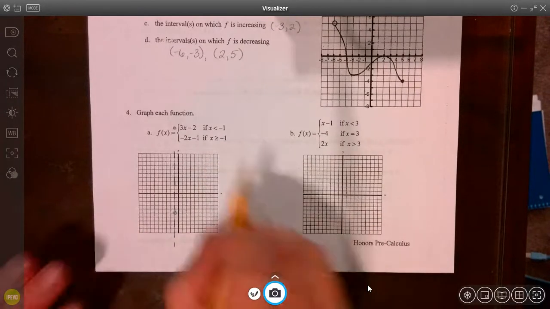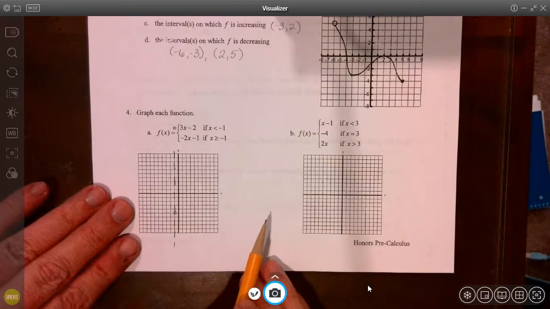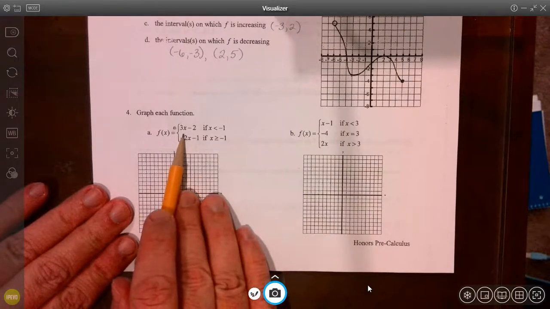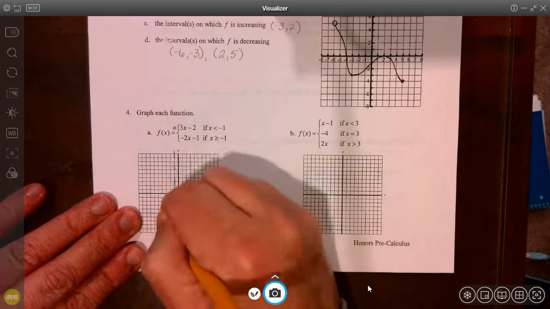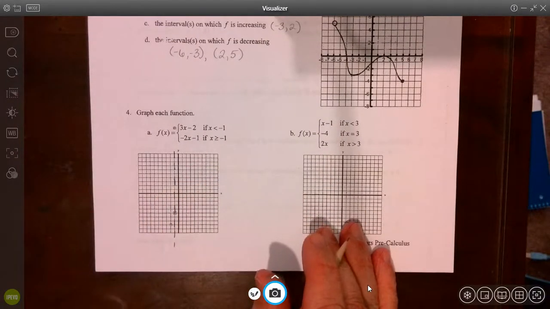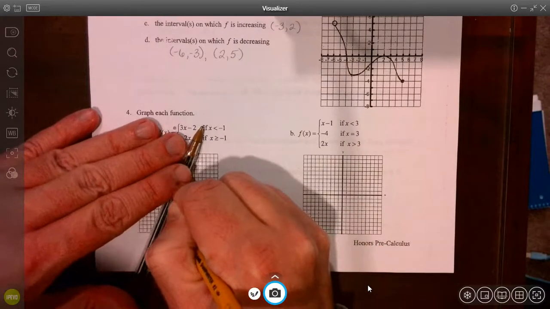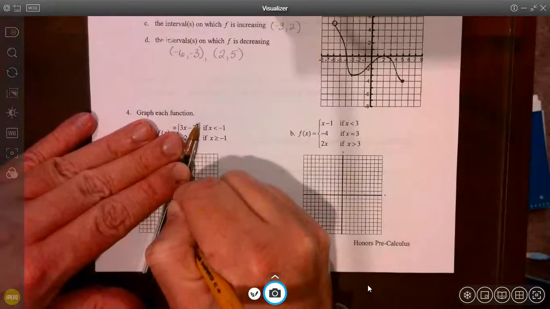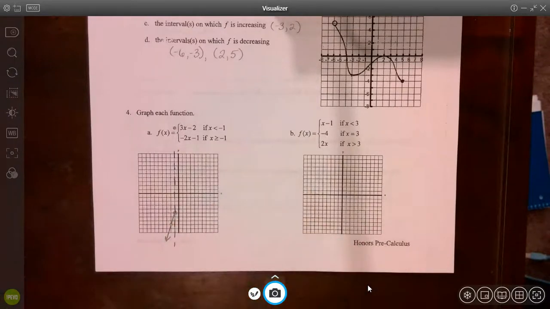Now this is true for any x less than -1, so we can pick another x value less than -1. I'll just pick -2 because it's easy. If we plug -2 in here, we get -6 minus 2 is -8. So -2, -8. Two points are sufficient for a line. The straight edge will always help you. So there is my first piece.